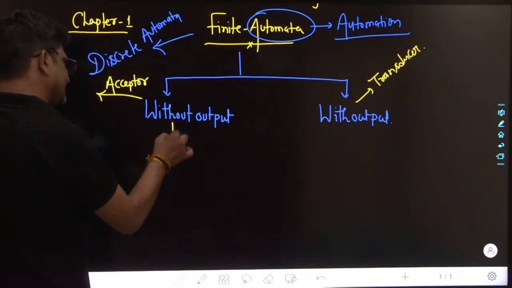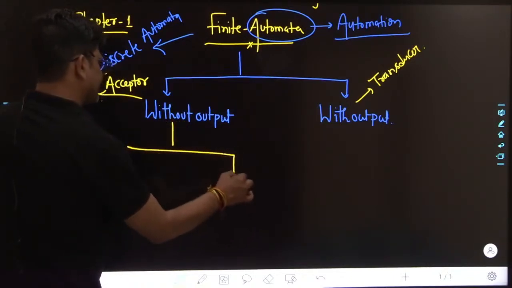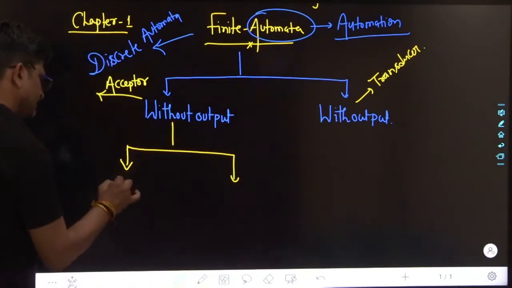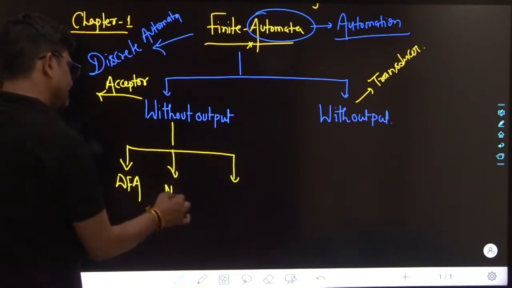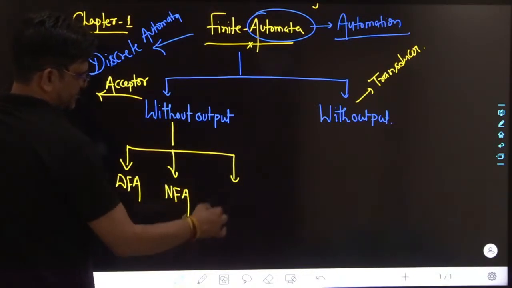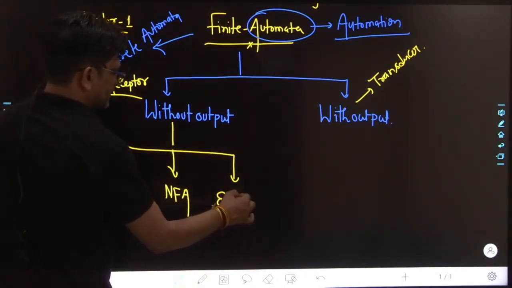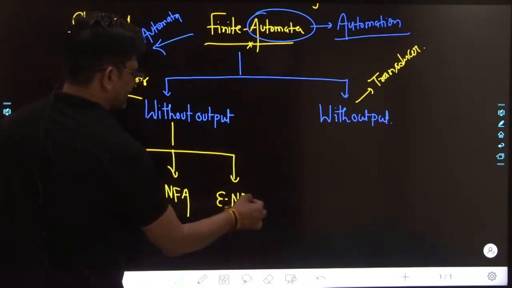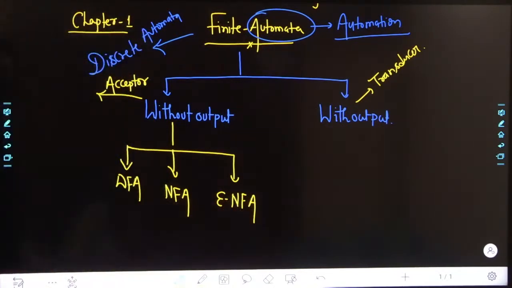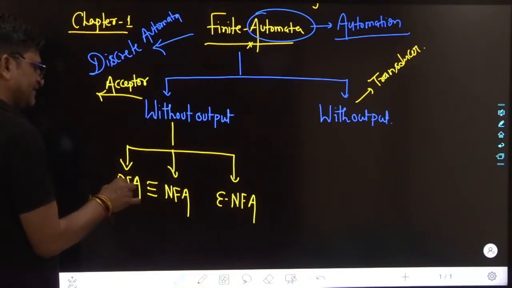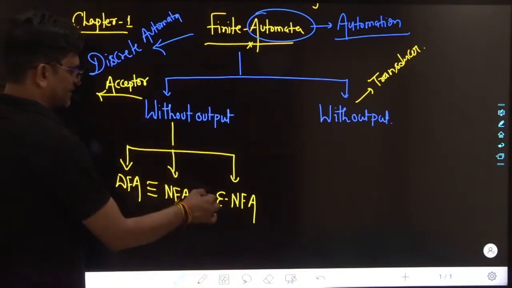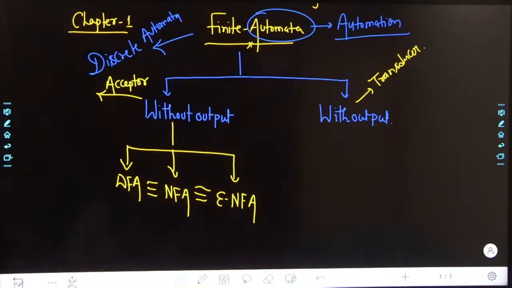Without output is again classified into three categories: deterministic finite automata, non-deterministic finite automata, and null moves, or we can say epsilon NFA. The power of all these three is the same. Whatever we do by DFA is also done by NFA and epsilon NFA. That's why the power of NFA, DFA and epsilon NFA are the same.